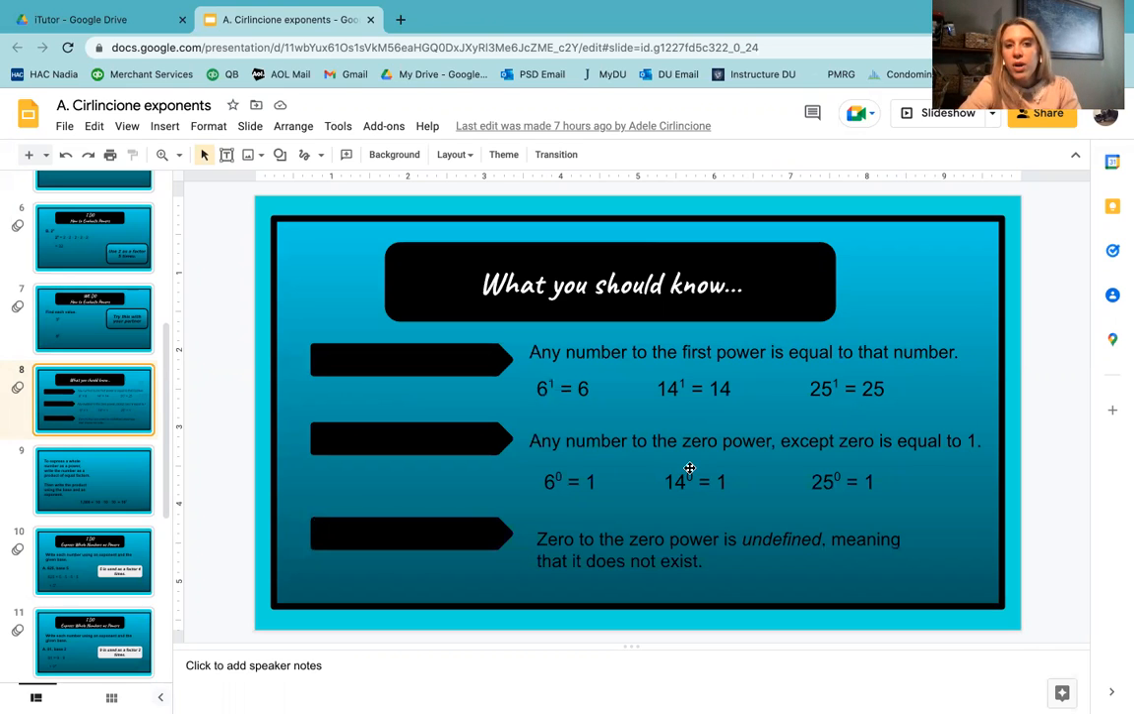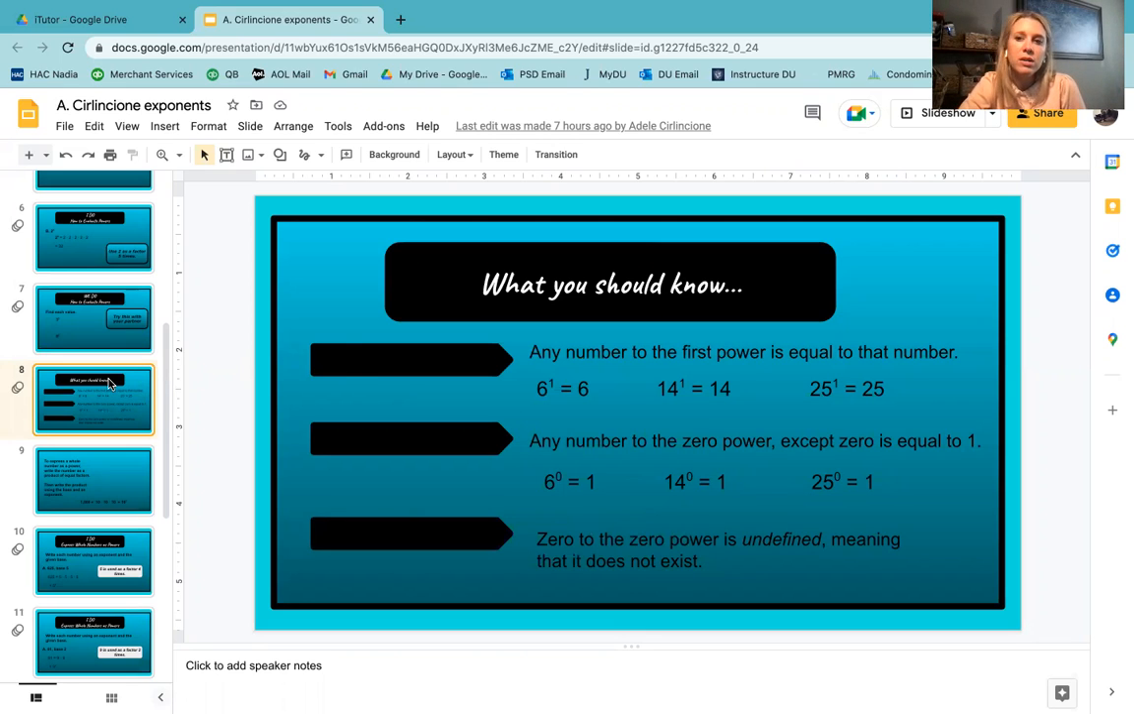Now, any number to the 0 power except 0 is equal to 1. And I say except 0 because 0 to the 0 power is undefined. It's not possible, okay? It doesn't equal 1. But here we have 6 to the 0 power equals 1. 14 to the 0 power equals 1. And 25 to the 0 power equals 1. And this is what I mentioned earlier. 0 to the 0 power is undefined, meaning that it just doesn't exist.